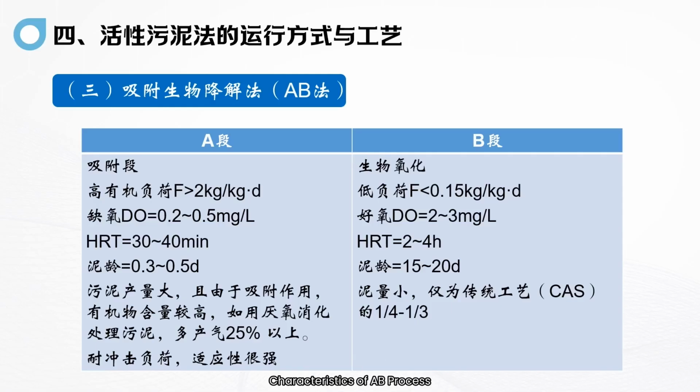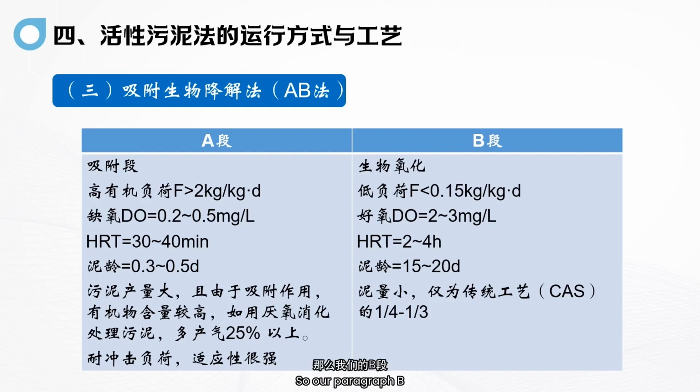Characteristics of the AB process. In the A stage, the adsorption stage, the organic load is high, F more than 2 kg per kilogram per day. Dissolved oxygen is about 0.2 to 0.5 mg per liter, in a state of hypoxia. HRT, also known as hydraulic retention time, is 30 to 40 minutes. The sludge age is about 0.3 to 0.5 days. The sludge output is large but it also has adsorption, so the content of organic matter is high. For example, in anaerobic digestion of the sludge, most of it produces more than 25% gas. It also has the feature of relatively high impact load resistance.